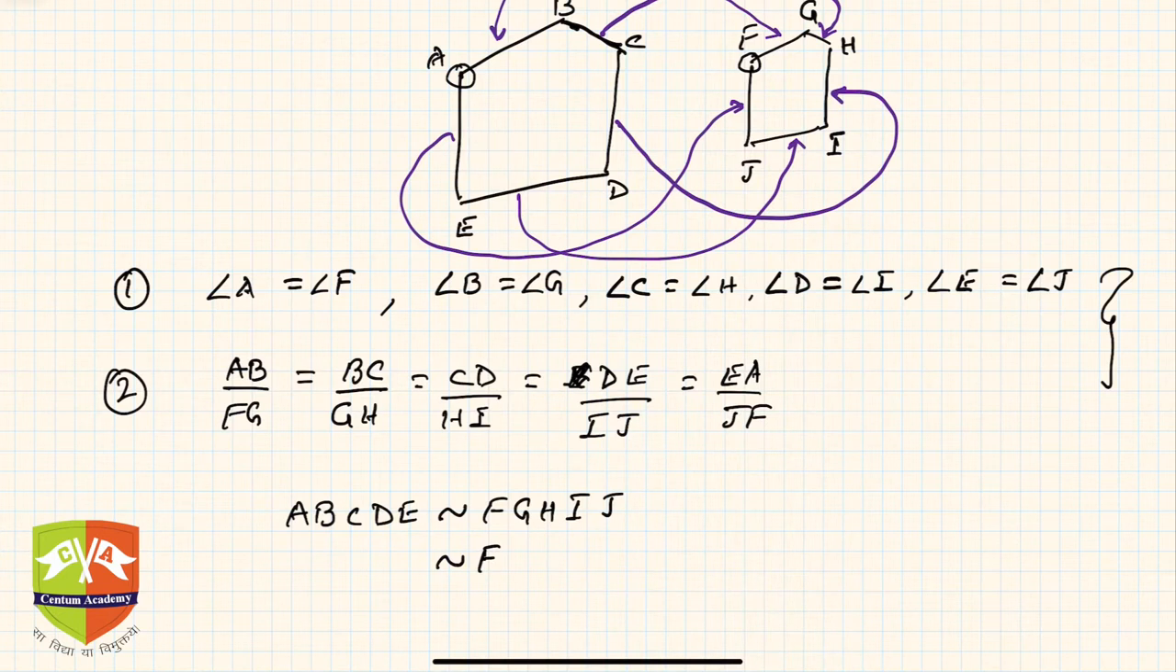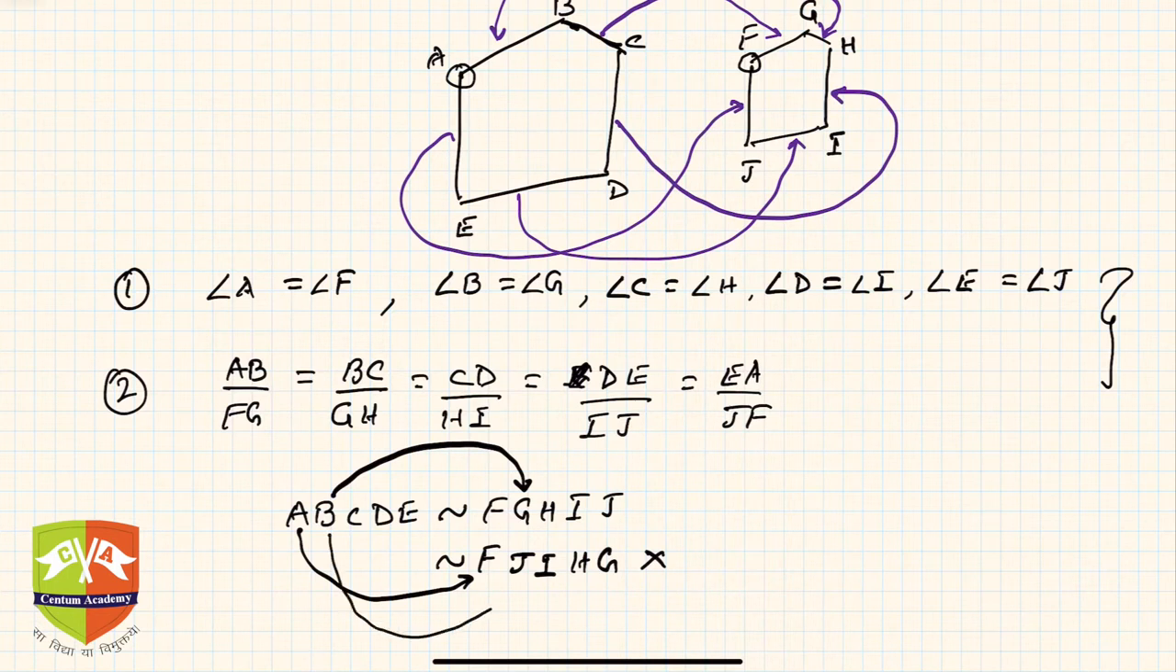Again, you cannot write it like this, or you cannot change the order. You cannot write FJIHG, this will be wrong to say. Why? Because in this case, the corresponding angles are not the same. A is equal to F, that's fine. But B was equal to G here, and in place of G, it is J which is coming. And angle B is not equal to angle J.